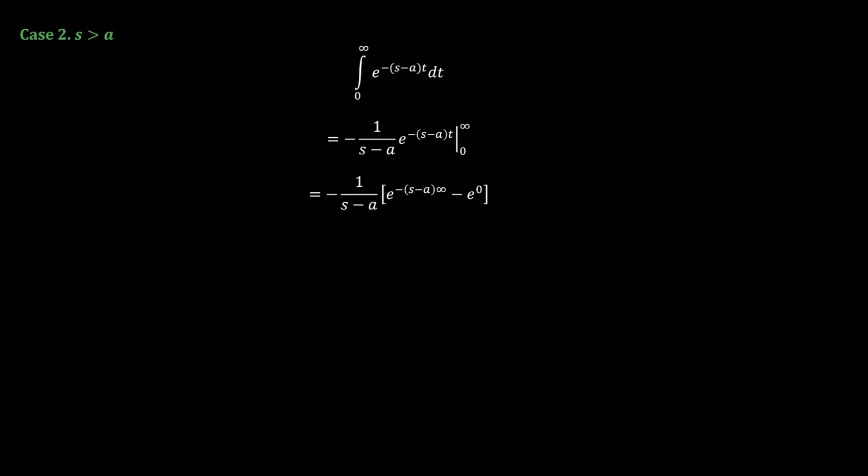So going from the previous step to this step, I took infinity and I plugged it in for t. And then I took 0 and again I plugged it in for t. I'm going to just clean this up a little bit. e to the 0 would just be 1. So we're looking at this answer of negative 1 over s minus a, e to the negative s minus a, essentially taking a limit as it goes to infinity, minus 1. So the problem here is that exponential, e to the negative s minus a times infinity. Does that actually converge? This is going to be dependent now on the relationship with s and a.